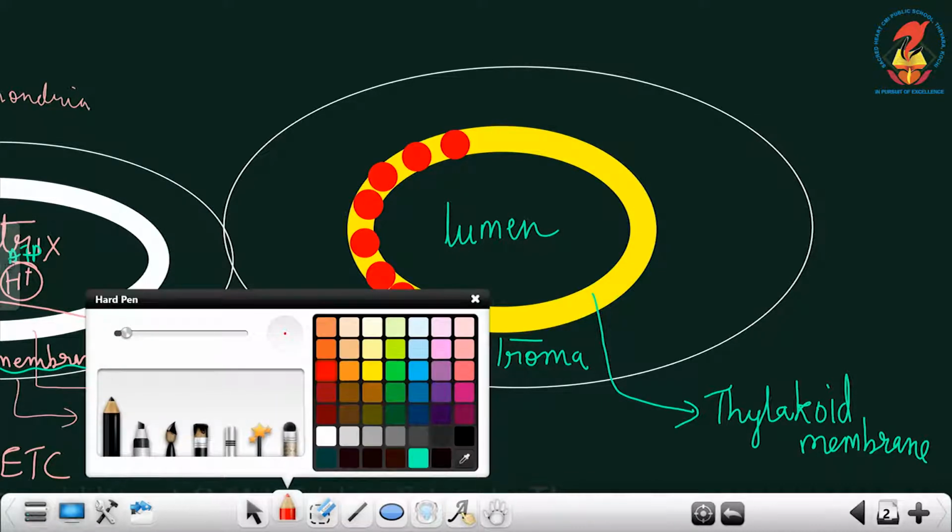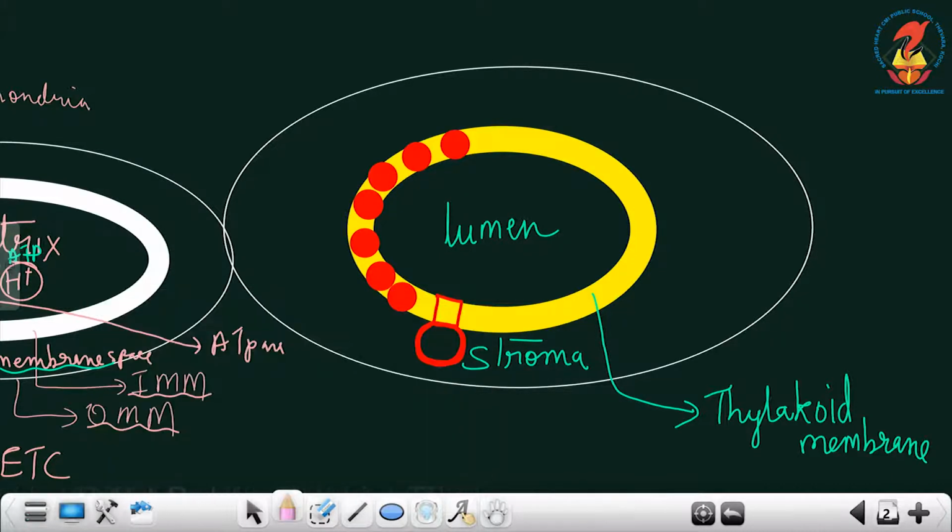So, from this we can guess the gradient. Where should the proton gradient be high? It should be inside the lumen. It should be high inside the lumen compared to the stroma.